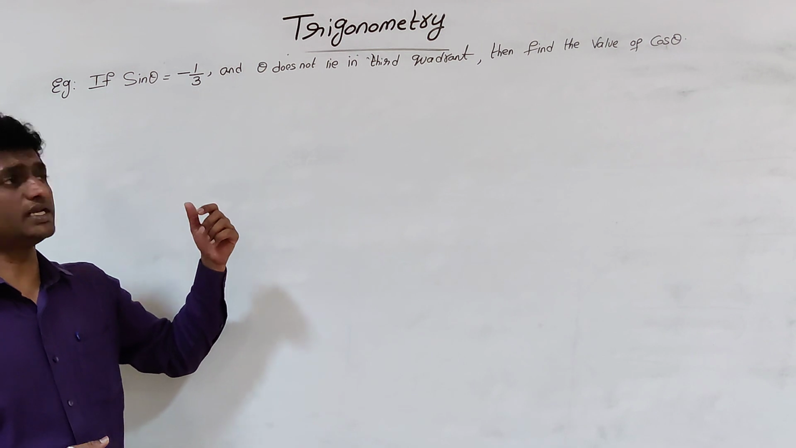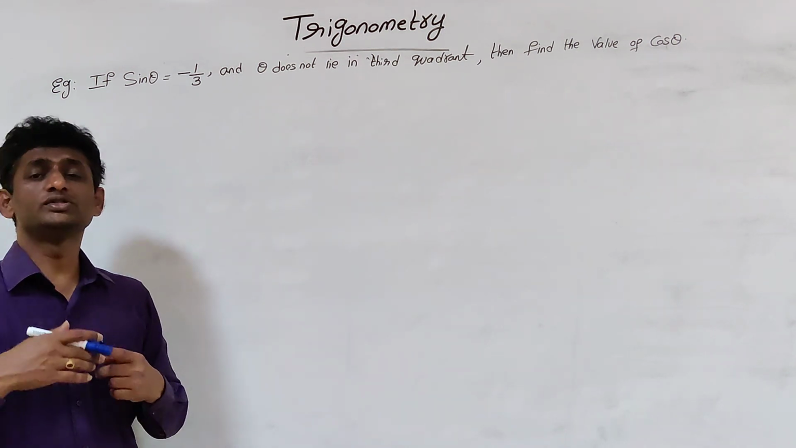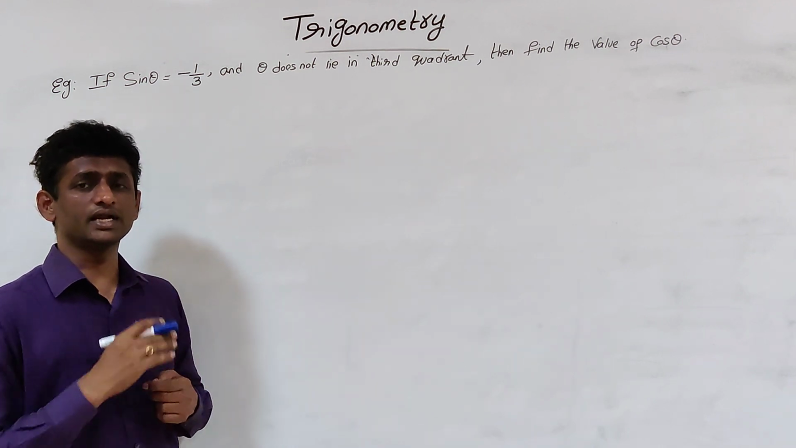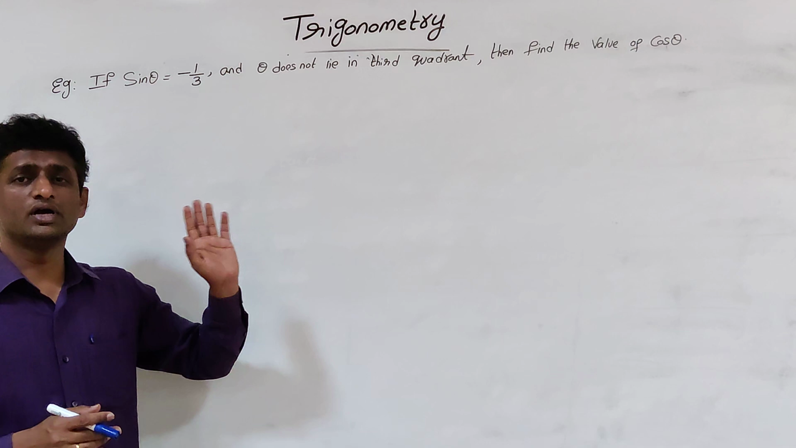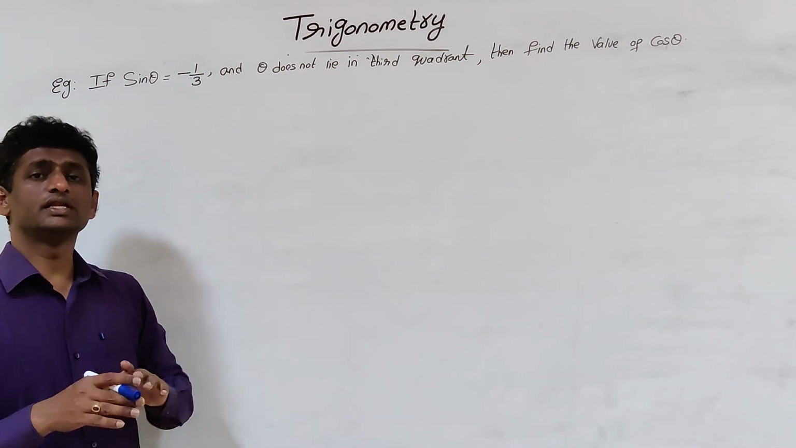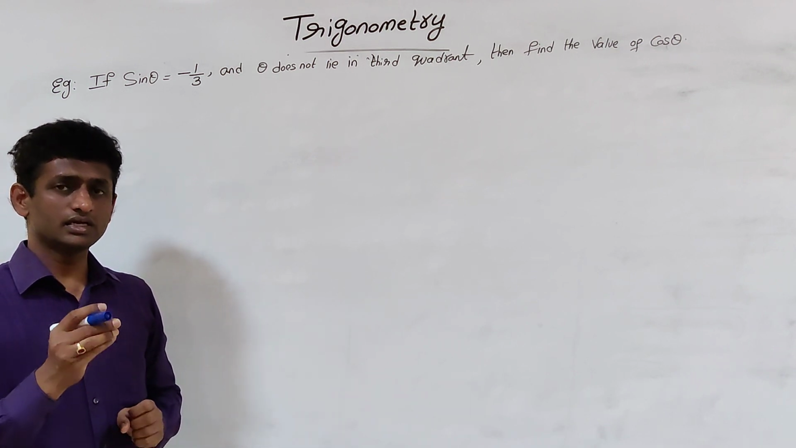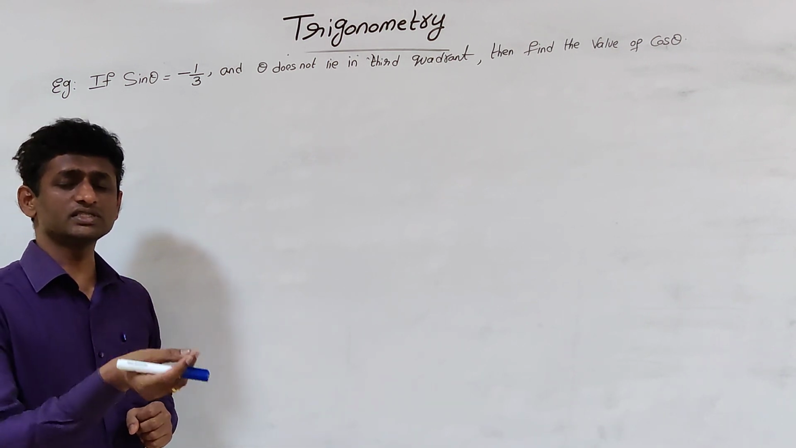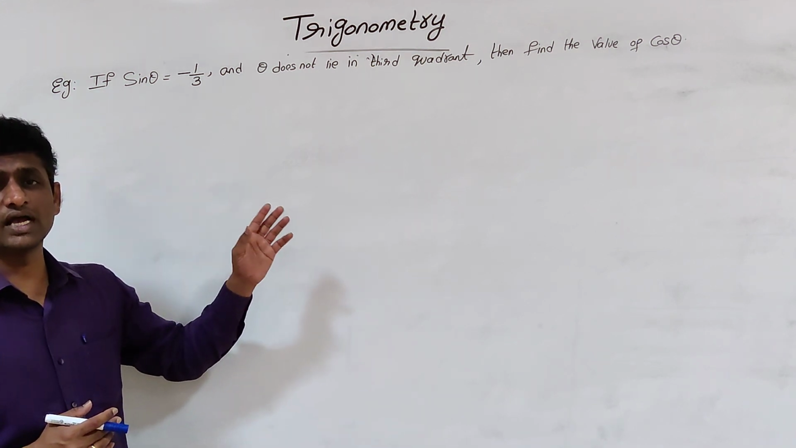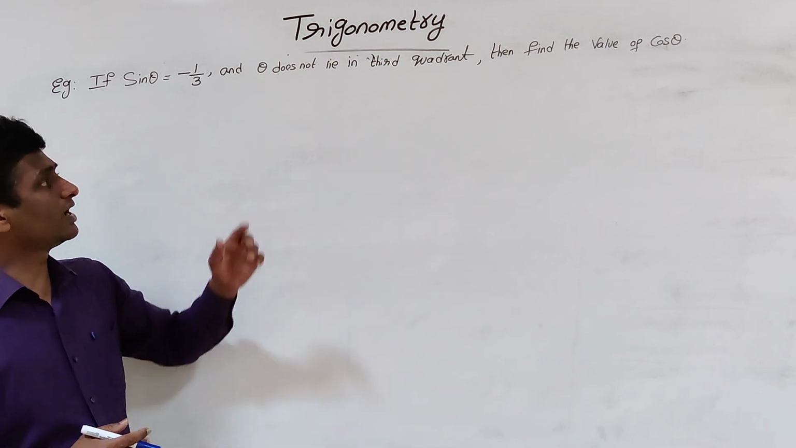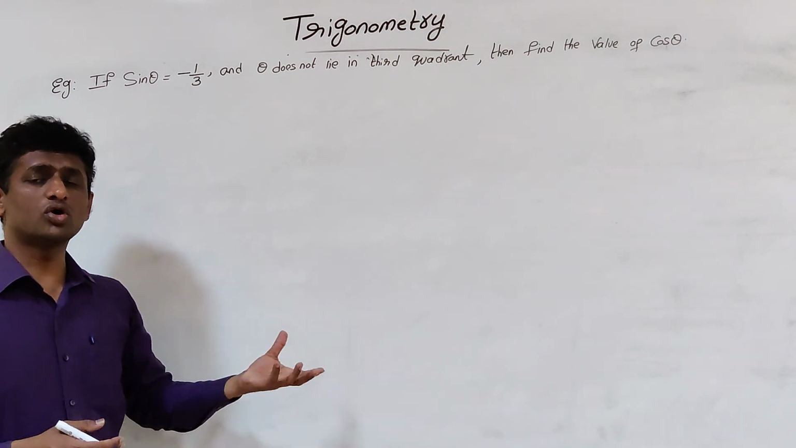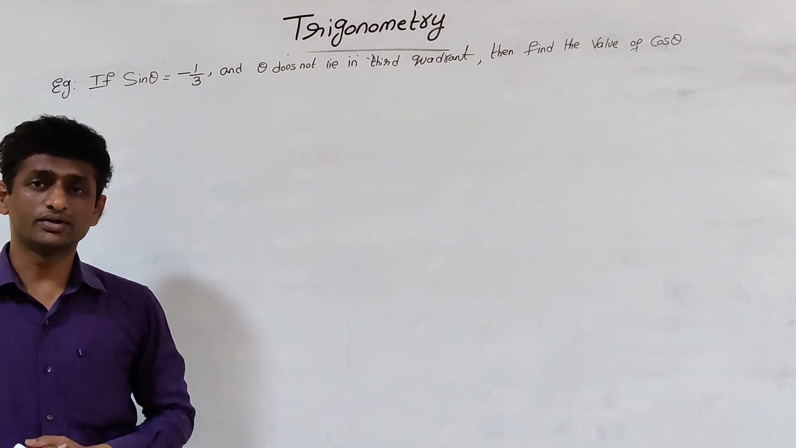If theta doesn't lie in the third quadrant, it should lie in the first, second or fourth. But in the first and second, sin theta will have a positive sign, but here it is given as negative. Means there is no scope of theta lying in the first or second. So obviously theta should lie in the fourth quadrant, because theta doesn't lie in the third quadrant, and in the fourth quadrant sin theta has a negative sign.